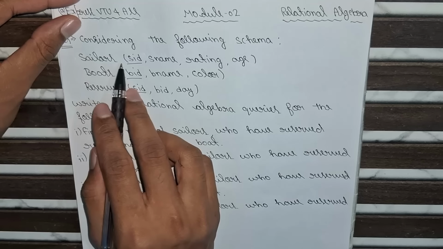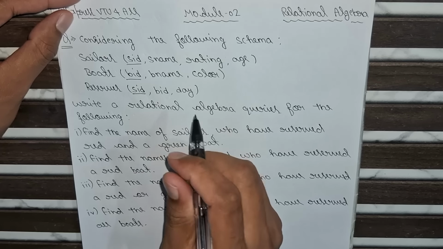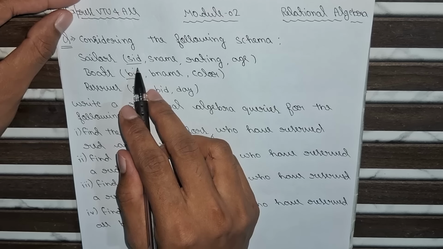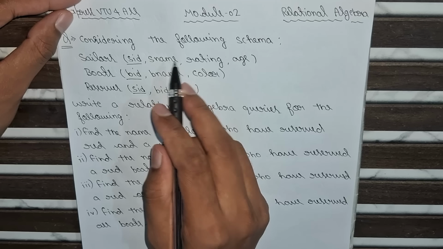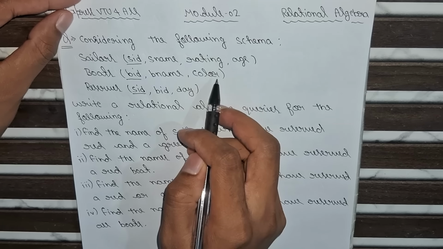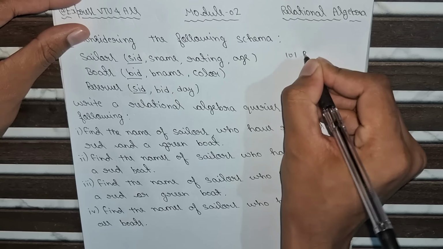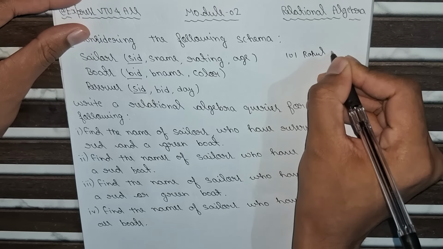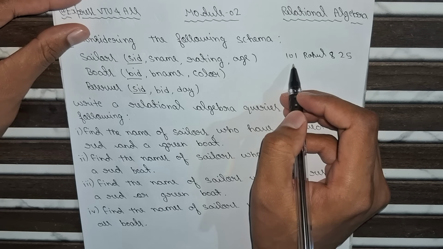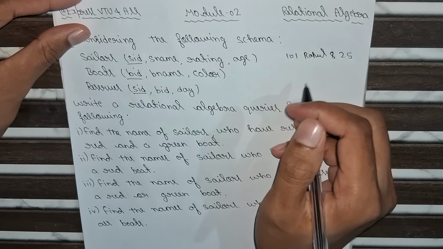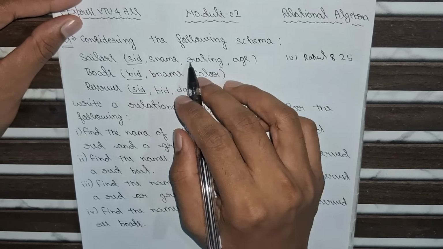The first one is sailors, meaning the sailor table stores the details of the sailors. It contains 4 attributes: SID, which means sailor ID, then sname, which is sailor name, then the rating of the sailor, then the age of the sailor. For example, if we have 101, then Rahul, then 8 and 25, what does it mean? It means the sailor ID is 101, the sailor's name is Rahul, his rating is 8 and his age is 25. So like this it is represented here.